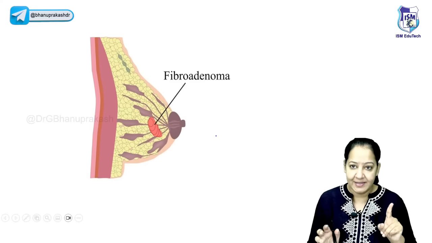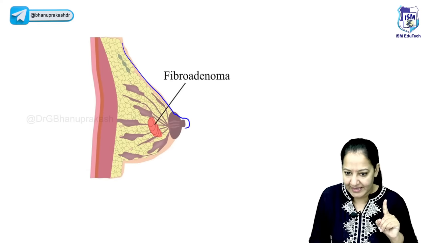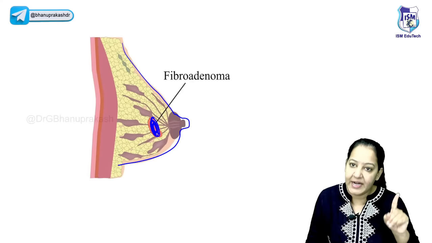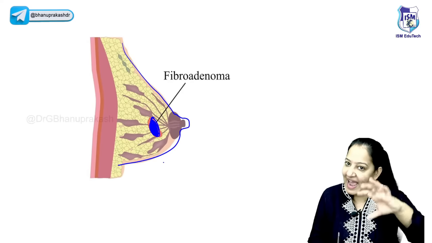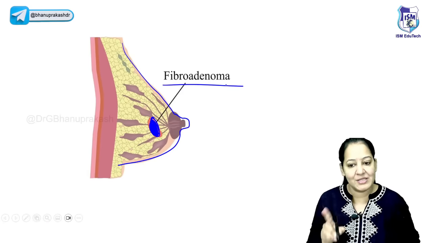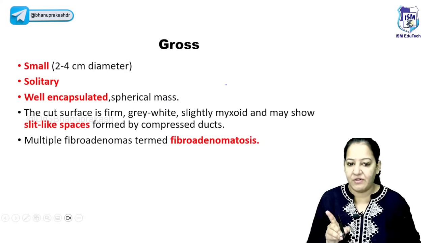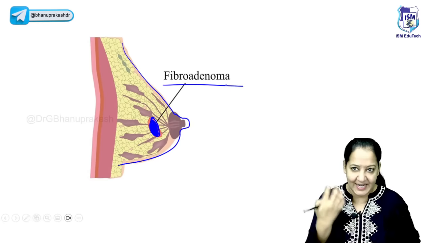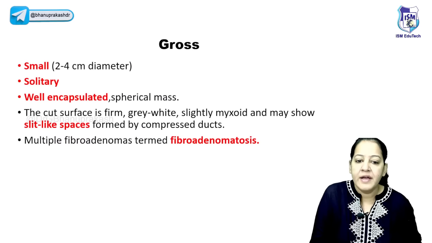You can see in this female breast there is a tumor. This one, it's solitary, it's freely mobile, it can be in any quadrant of the breast. This is fibroadenoma. You got it? This one is fibroadenoma. Grossly, if you do the surgery and the surgeon takes the tumor out, it's small.